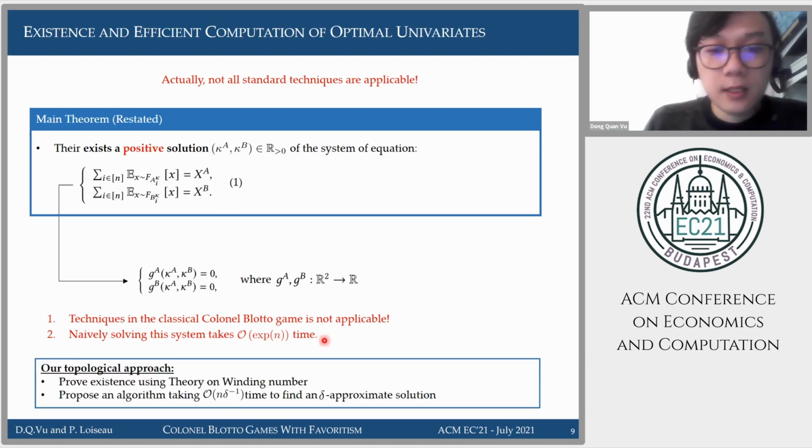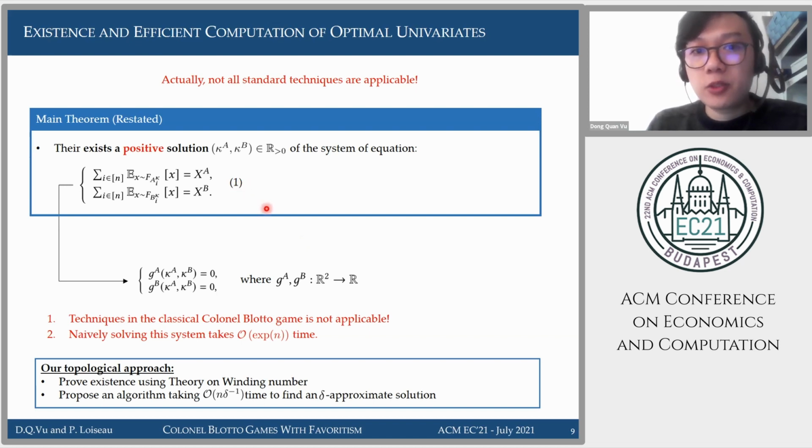So to solve this, we use a topological approach, and we prove the existence by the theory of winding numbers. And we propose an algorithm that can find a delta-approximate solution of this system, where delta is an arbitrarily small parameter, and it only takes linear time to do so, so it's efficient.